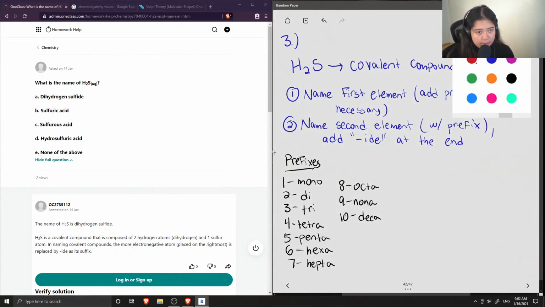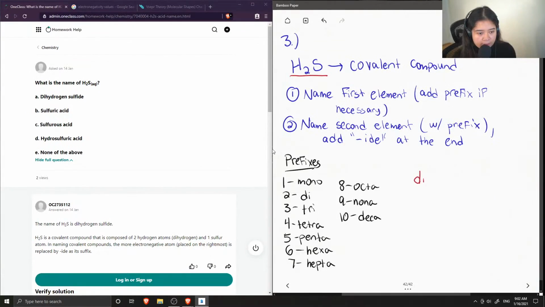And now let's look at our example. We have 2 atoms of hydrogen. So we first write dihydrogen. And then our second element is sulfur. So we start to write sulfur, and we know it's going to end in "ide." So you kind of tweak it so that it sounds good, and it'll just end in sulfide. So this compound is known as dihydrogen sulfide.